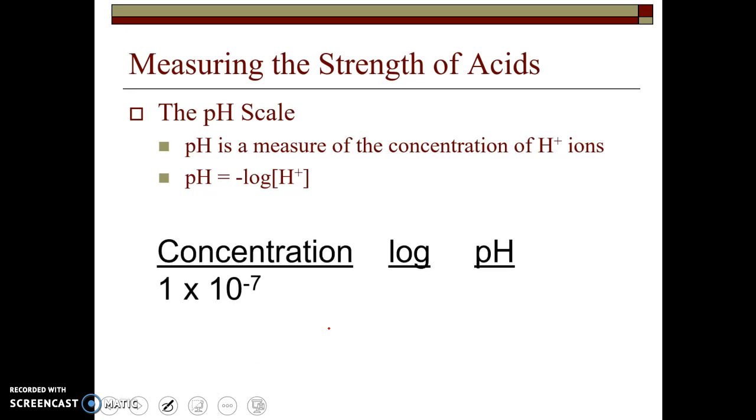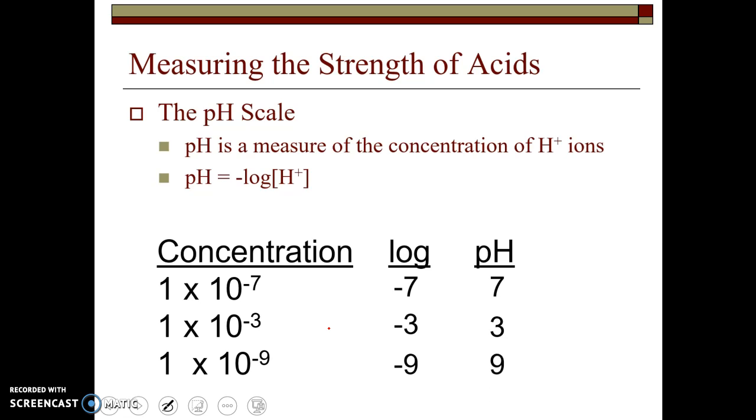So, for example, let's say that my hydrogen ion concentration was 1 times 10 to the negative 7th. Well, the log of that number is what power of 10 it's to. That's the negative 7th power. So the log of that number would be negative 7, and the pH is the opposite of the log. So that means the pH would be 7. If my hydrogen ion concentration was 1 times 10 to the negative 3rd, the log is negative 3, and so my pH would be 3. Finally, if my hydrogen ion concentration was 1 times 10 to the negative 9th, the log of that would be negative 9, and the pH is 9.